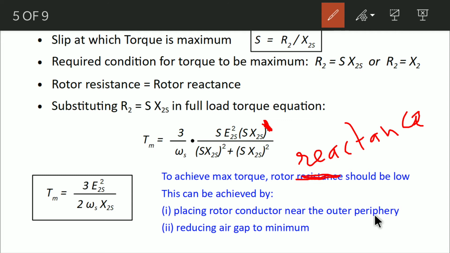Deeper the rotor conductors, more will be the X2S. So we will take it best near to the outer periphery, and reducing air gap to minimum. If air gap is much more, leakage flux will be more, and rotor reactance will be more. So to have maximum torque more, we can design the motor accordingly. So this was regarding the maximum torque.